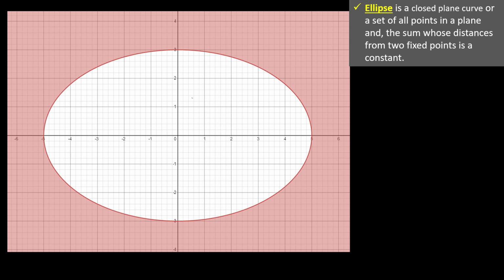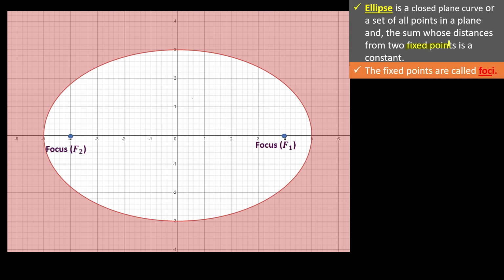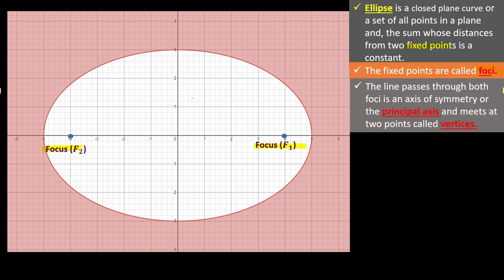So ano naman yung tinatawag nating fixed points? So pagka sinabi nating fixed points, we are referring with the focus. So as we can see here, meron tayong dalawang focus kay ellipse, which is ang plural form niya ay foci. So aside sa focus, meron din tayong tinatawag na principal axis. So nasan na nga ba yung principal axis natin?